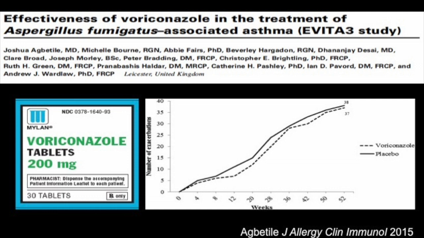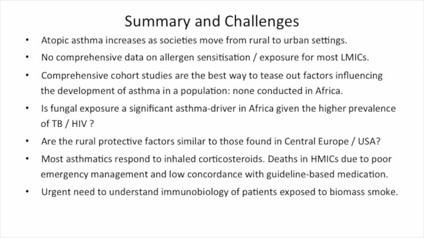So I just want to stop there and summarise some challenges really. I'd be delighted to take any questions. I think what I've tried to say is that atopic asthma is increasing as societies in Africa move from rural to urban settings. We've got no comprehensive data on allergen sensitisation or allergen exposure for most of the low and middle income countries. In order to sort this out, because asthma is complex, asthma is more than one disease, you need comprehensive birth cohort studies really. They're expensive, they're big, they're difficult to fund, they're difficult to do, and none have been conducted in Africa. But to get African answers, you probably need an African study.